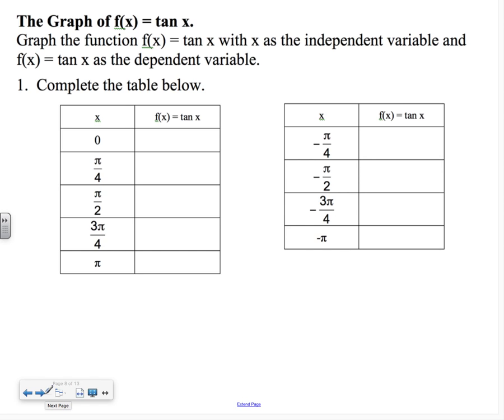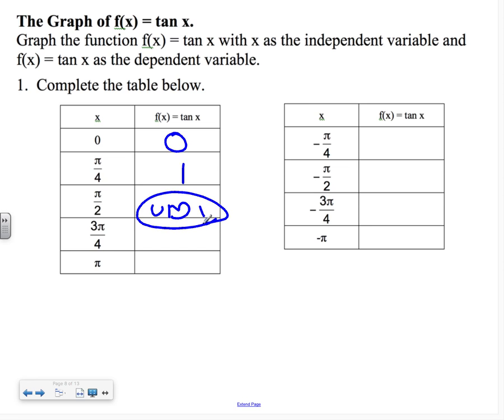All right. Tangent. Let's do a few things. What's the tangent of 0? 0. Tangent of pi over 4? 1. Tangent of pi over 2? Undefined. This is where your vertical asymptote is. I want to go back and look at that. 3 pi over 4? 1. I'm going to stop there.